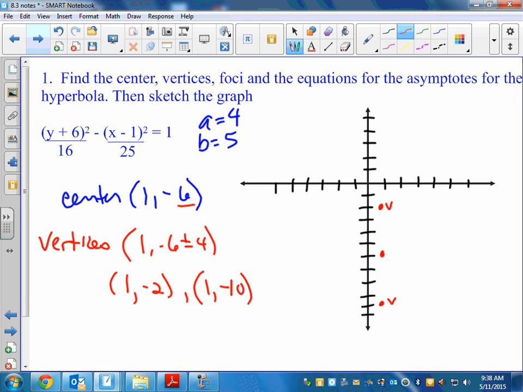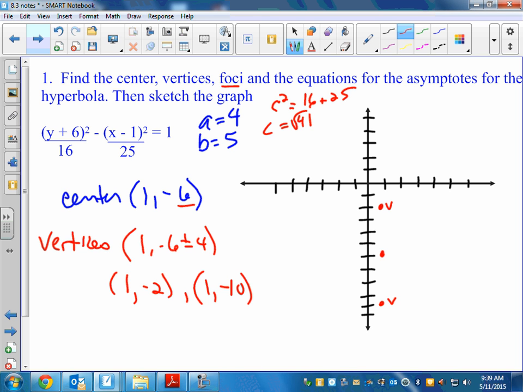They also asked me for the foci. A lot of times the foci are going to be not very pretty numbers because you're going to get a radical. And I think that's going to happen on this one. Remember that C is the biggest one, so if we're going to try to find the foci here, we're going to say that C squared equals A squared plus B squared, which is 16 plus 25, which is 41. Is that true? So the square root of 41.